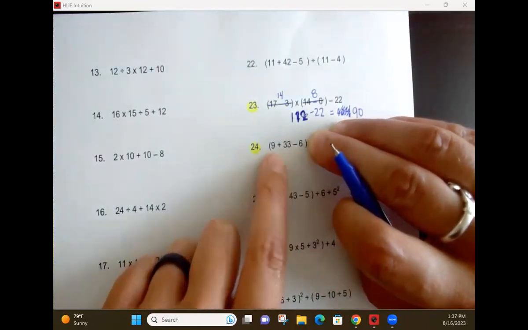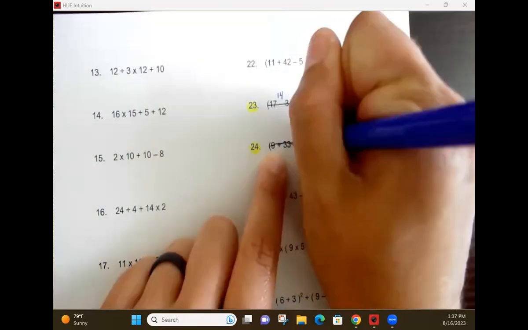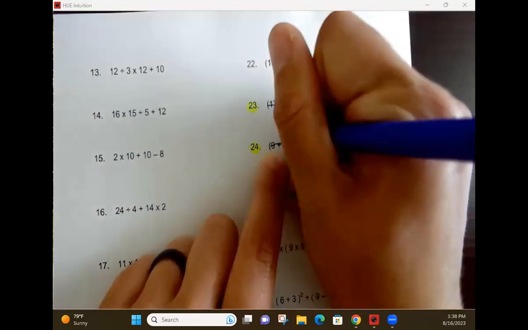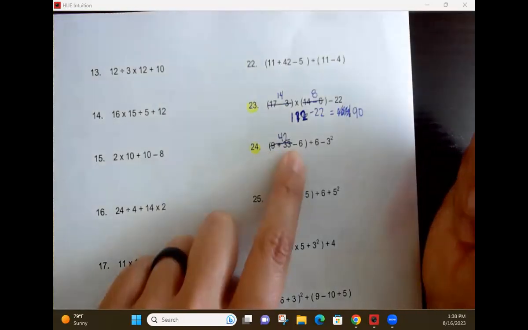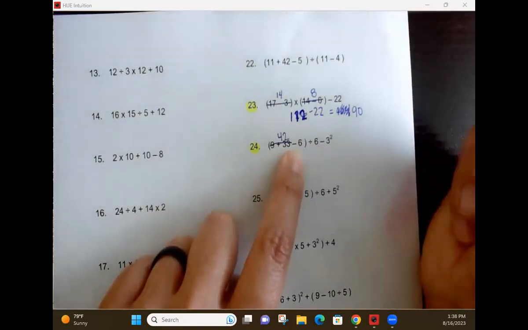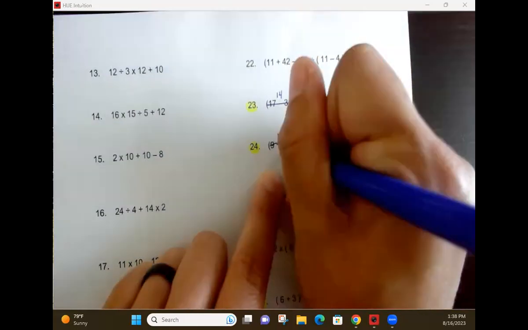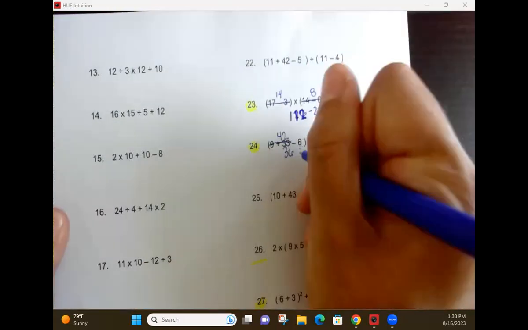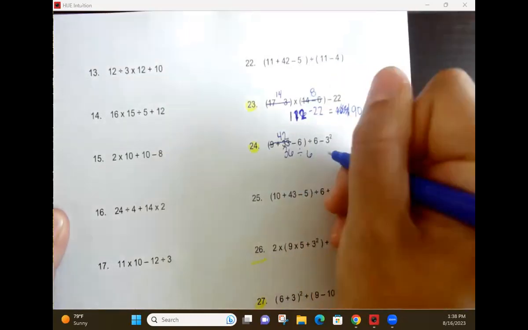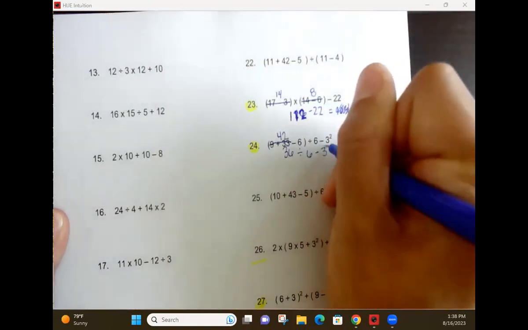Okay. So number 24 inside our parentheses, addition and subtraction equally important. So we just go in order. So 9 plus 33 gives me 42. Then minus 6 gives me 36. So I've got 36 divided by 6 minus 3 squared.